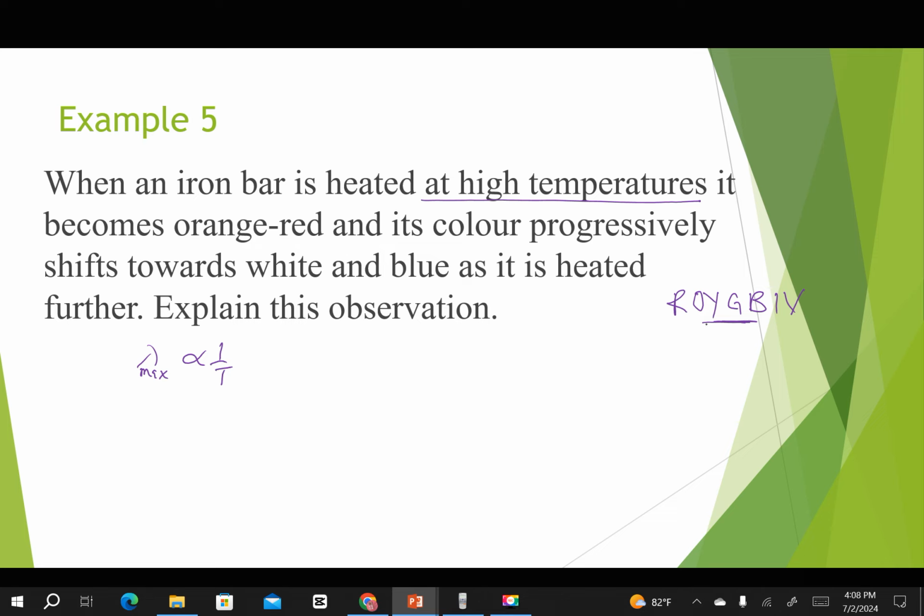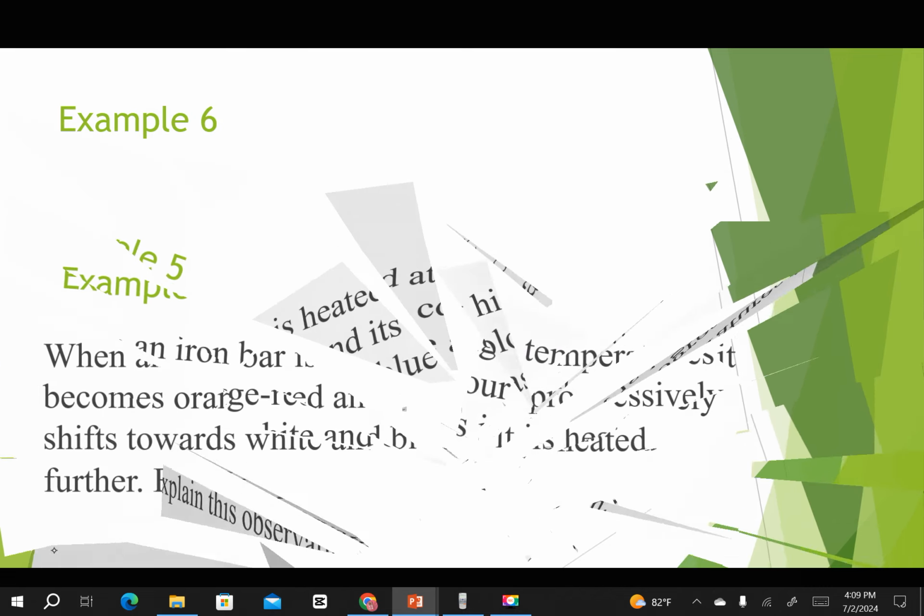So you would simply tell the examiner that orange red corresponds to the longest wavelength, and according to Wien's displacement law, the wavelength at maximum intensity is inversely proportional to the temperature. Blue has a shorter wavelength than red. Therefore, at extremely high temperature, the object is going to be blue, since the wavelength is inversely proportional to temperature. So in your own words, you can write an explanation to this question. Then example number 6, if it exists.